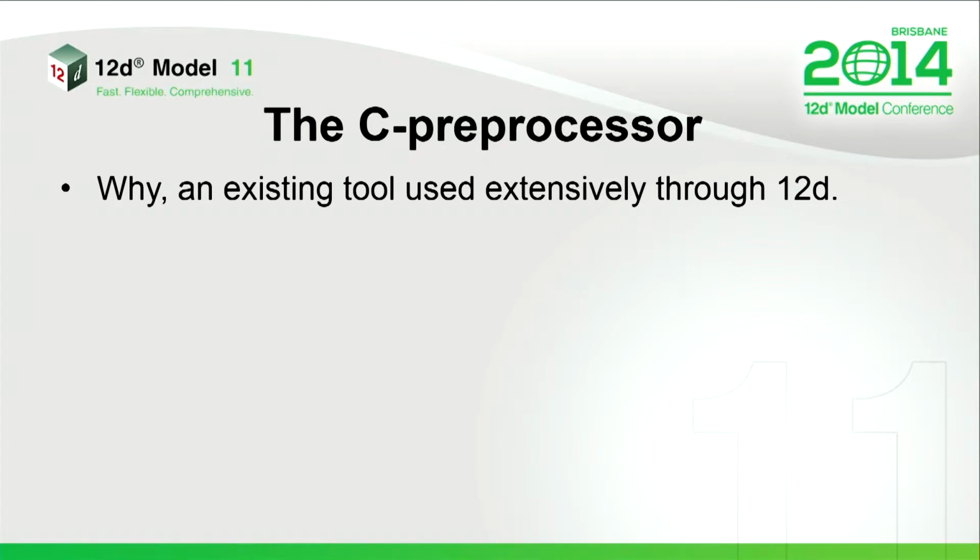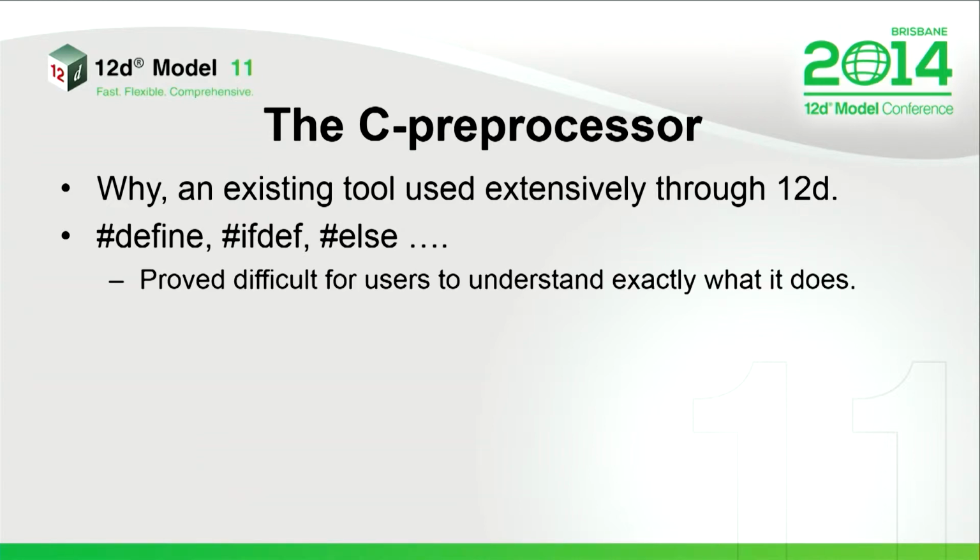Now, why did we use it? When we started snippets in V10, it was the tool that was there. It's been around since the 1970s. Everyone's used it, they've seen it. The hash defines, the if then, the else's. They proved very difficult for users to understand exactly what they do.